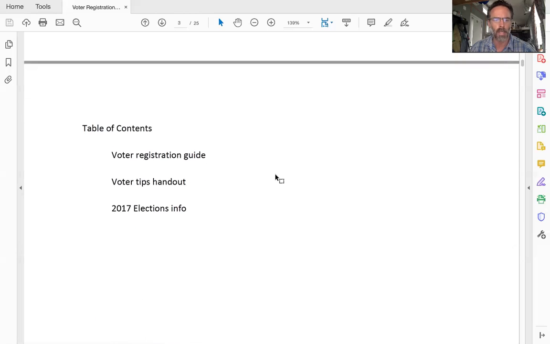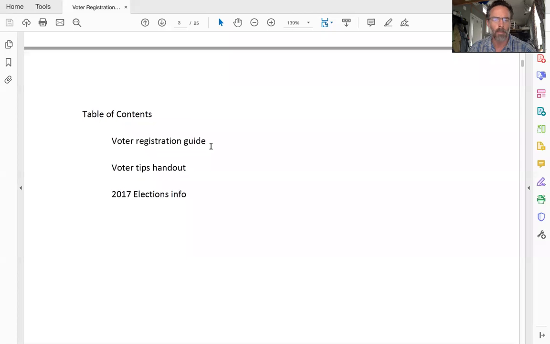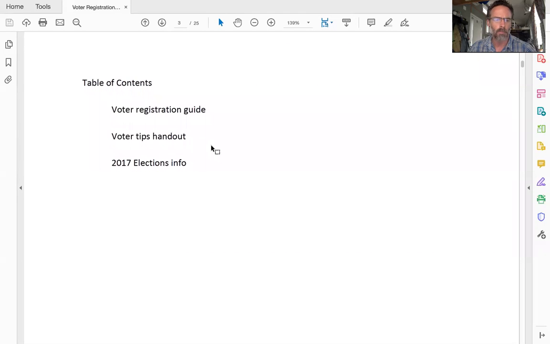So in this toolkit, we have a voter registration guide, and Scott's going to walk us through that. We had a voter tips handout that Kaylee Proctor put together. Kaylee's not with us tonight because she just gave birth last night. But it looks like Kathy's here as well.